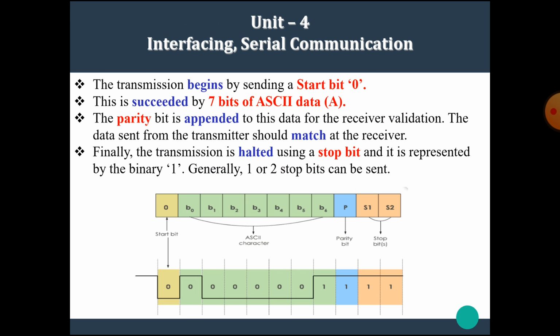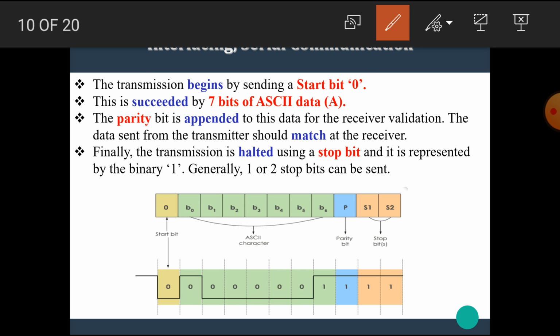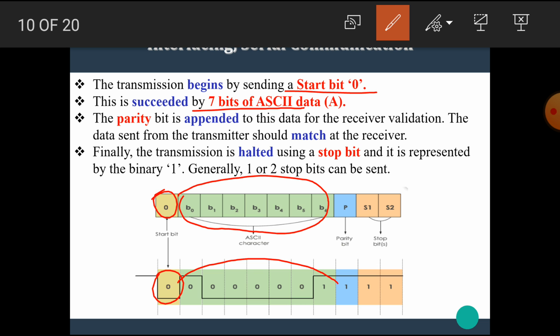Okay, now let's see. The transmission begins with the starting start bit 0. This is succeeded by 7-bit ASCII data. That means this is the 7-bit ASCII code 1000001. This is the ASCII code for the character A. Then the parity bit is appended. This is the parity bit. This is for the receiver validation. The data sent from the transmitter should match the receiver.